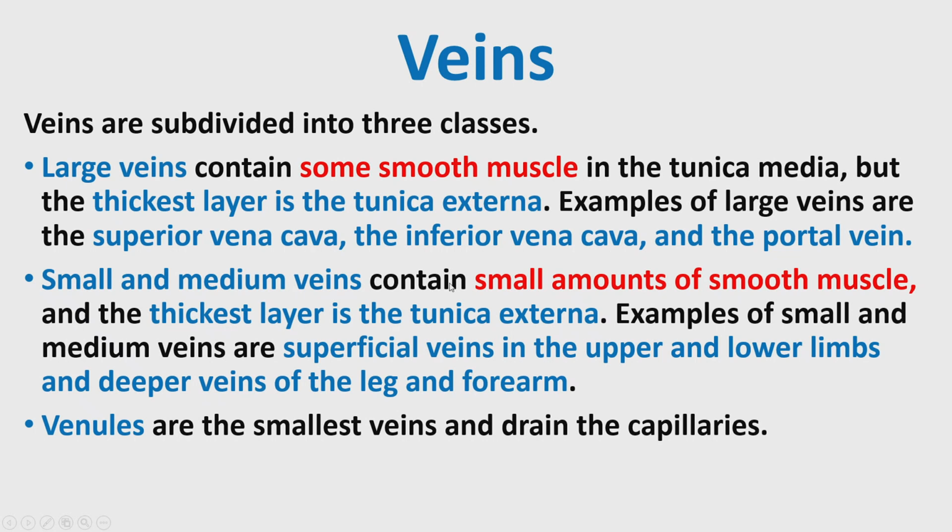Small and medium veins have a small amount of smooth muscle again in the tunica media, and the thickest layer again is the tunica externa. For example, the superficial veins of the upper and lower limb, like the cephalic, basilic, great saphenous vein and small saphenous vein, and some deeper veins in the leg and forearm. The venules, you know, are the smallest veins, and they drain to the capillaries.